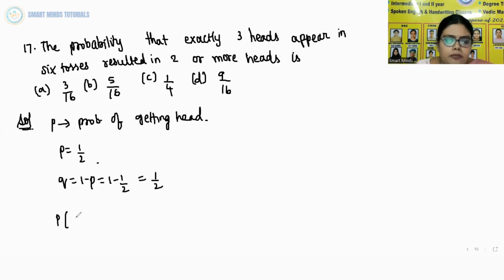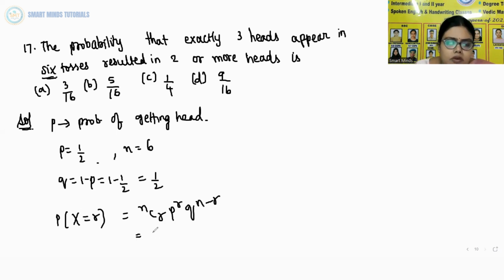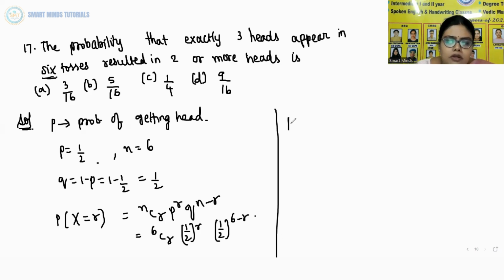Now we need to find out P of X is equal to R. Here N is equal to 6 because you have 6 tosses. We don't know what R is, so how do we write this? The formula is NCR P power R Q power N minus R. So N is 6: 6CR, 1 by 2 power R, 1 by 2 power 6 minus R. This is P of X is equal to R.